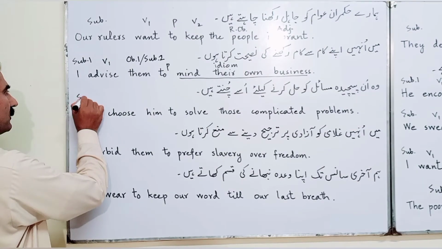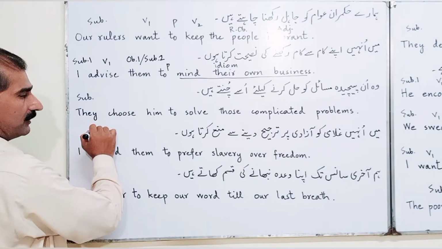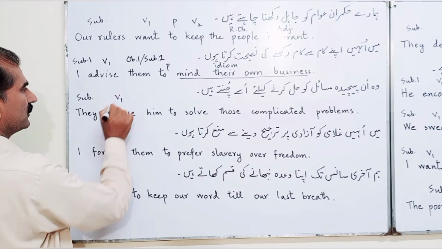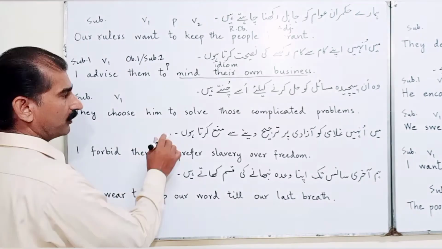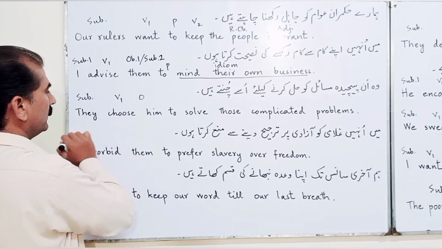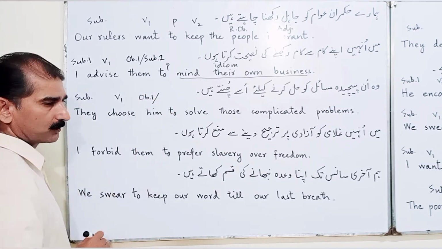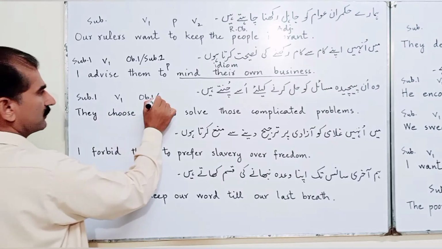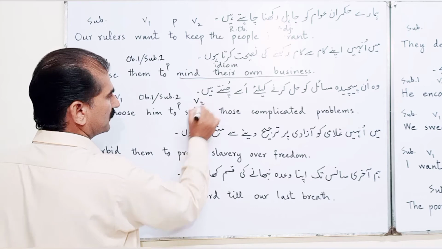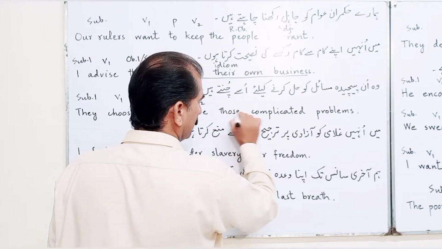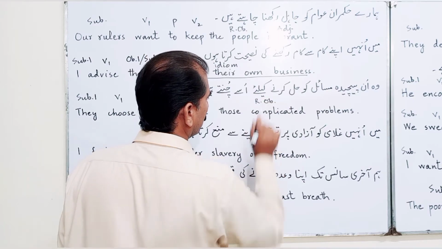Now look at the order of the subject sentences. They is serving here as a subject. Choose is verb 1, and him. They choose him to solve those complicated problems. They is subject, choose is verb 1, him is again serving as object 1 for the subject 1, and at the same time it performs this function of subject 2nd for the verb 2nd to solve those complicated problems. It is our real object over here.